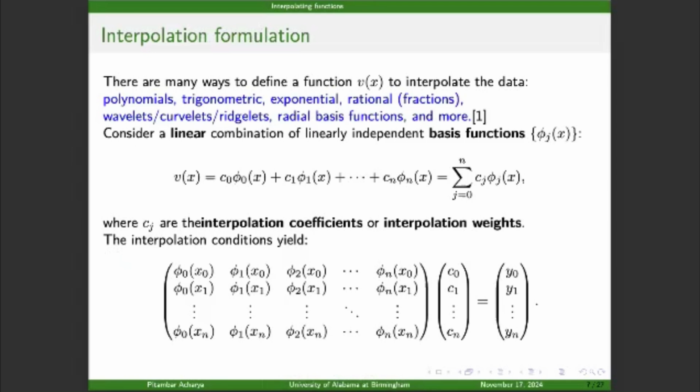So for the interpolation formulation, we have many ways to define a function v(x). Sometimes we use a polynomial function, trigonometric function, exponential function, a rational function, sometimes wavelets, curvelets, ridgelets, or sometimes radial basis functions. There are many more functions to define the interpolation. So let's consider a linear combination of linearly independent basis functions, which we call phi_j(x). So v(x) can be written as the linear combination of phi_j(x), where the coefficients cj are the interpolation coefficients, or sometimes called interpolation weights.